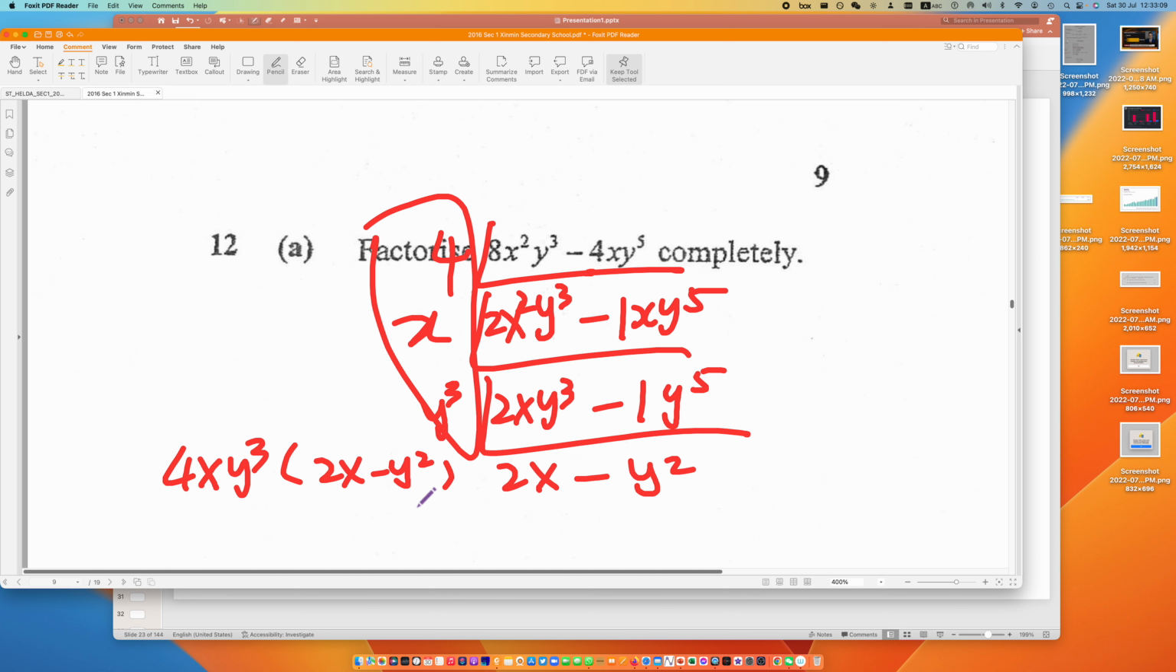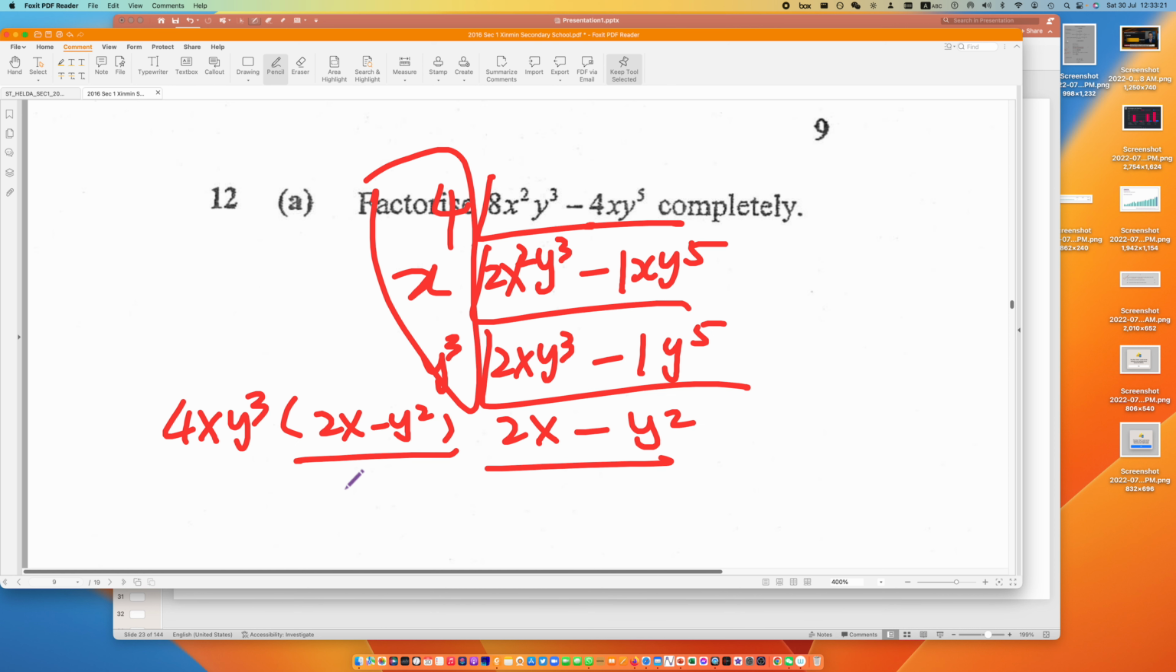This one, you just pick it, put it to the front. Then, just write this at the back. That's it. From today onward, you better use this method.